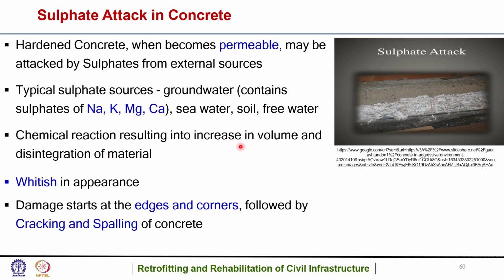The chemical reaction results in an increase in volume and disintegration of material, and these are whitish in appearance. That is also called efflorescence. The damage starts at the edges and corners, followed by cracking and spalling of concrete. This is an example of sulfate attack.